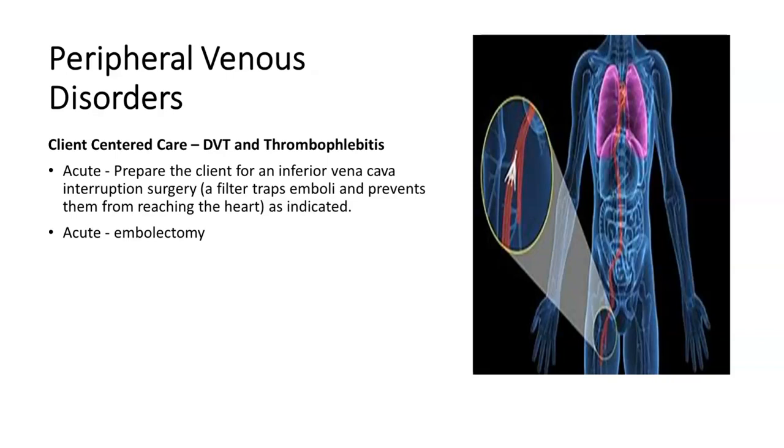If the client is more acute, we can send them down to the cath lab, and we can do an embolectomy or a thrombolectomy, whatever it may be. And again, those signs and symptoms, those nursing considerations are going to be the same. You're still going to assess for bleeding. You're still going to observe the insertion site of whatever catheter we use. You're still going to assess distal pulses. So none of that really changes for us.